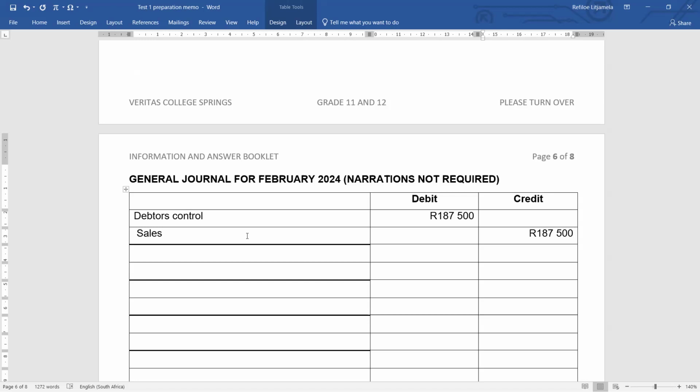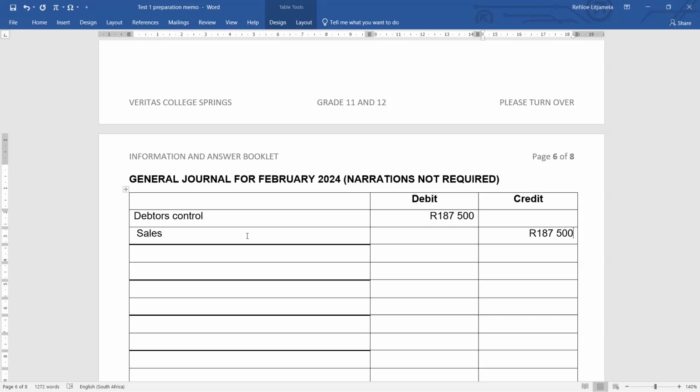Here, goods were not returned. Instead, they were sold. If they were returned, we were going to debit debtors allowances. But here, they were not returned. They were sold. Okay. But I'm going to do it a little bit different today.